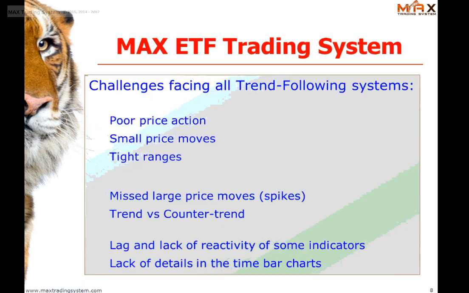So when we use a trading system, a trend following system, we may sometimes face some difficult situations. For example, when we have poor price action, small price movements, not enough momentum, not enough volatility, and consequently too tight ranges, we may sometimes miss some large movements, especially when the price reverses very fast.